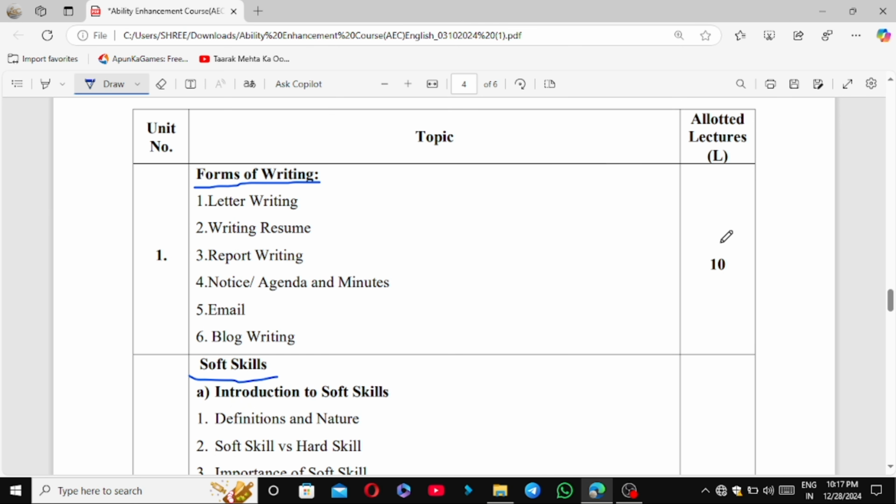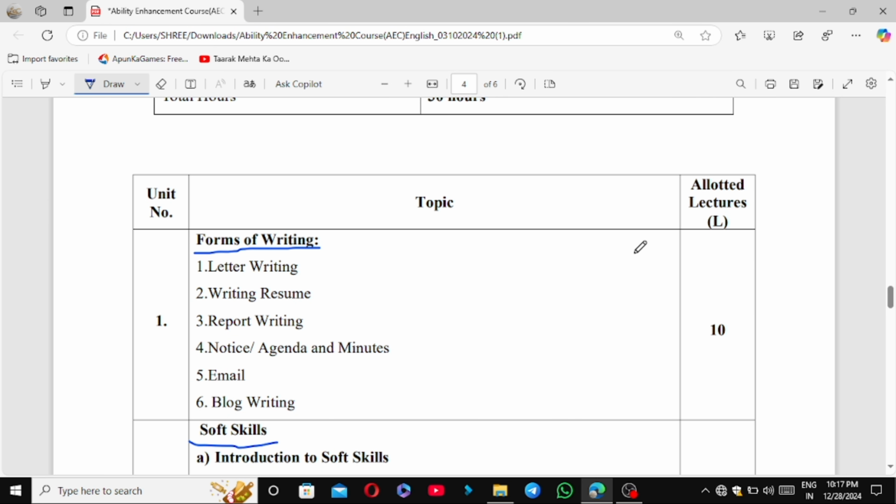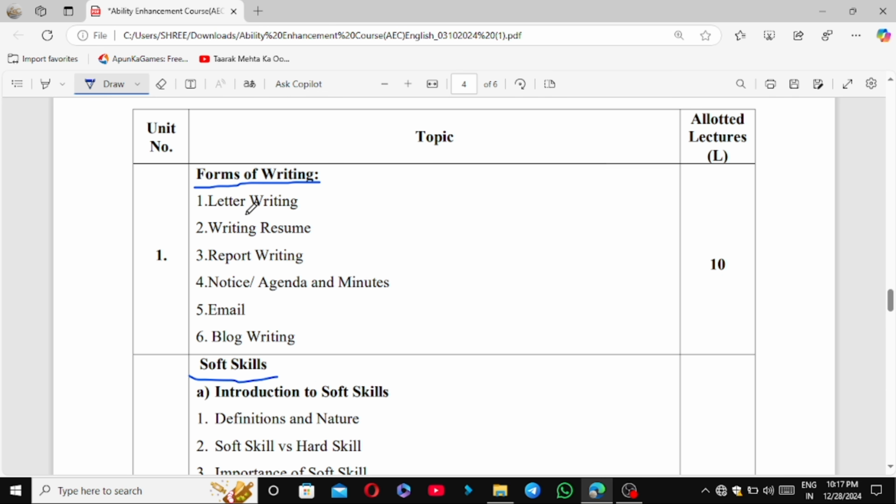Allotted lectures will depend on your college, how many lectures they can conduct in a week or in a semester. So first we will discuss forms of writing. There are various forms of writing. First is letter writing. As you know, in your 10th board examination you write a letter in the writing skill section. In your SSC board examination there is an English subject, and in it you are given a section D or section E, I think the last section, that is writing skill. In writing skill you are given letter writing, dialogue writing, report writing, etc. These are forms of writing.